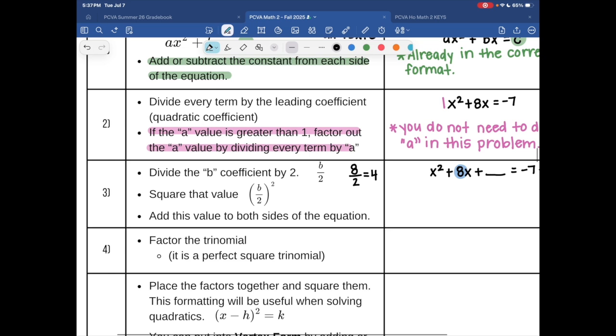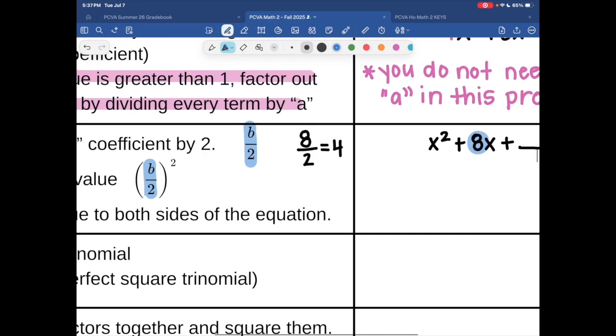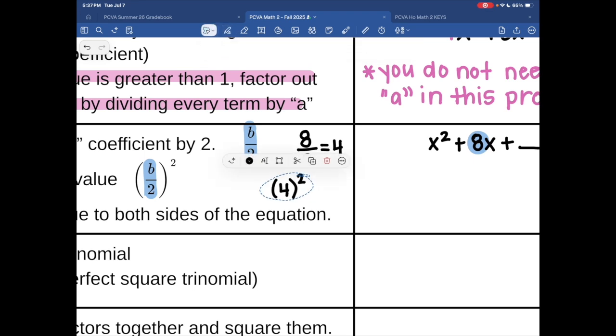Once we divide that by 2, now you're going to square the value that you got. So the b divided by 2 is what's inside. So these two right here are the same. That would have been 4, but then you're going to square it to make it a perfect square number. So we're going to square that 4, and once we square that, we're going to get 16.